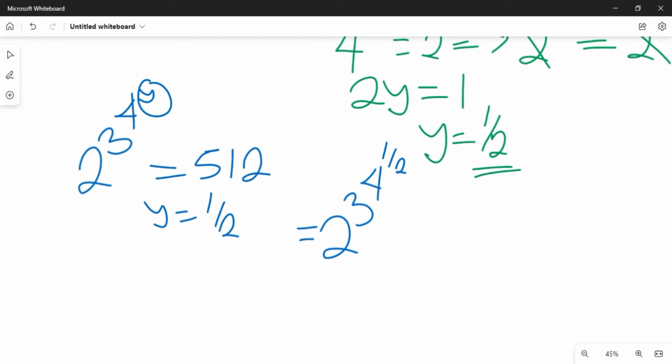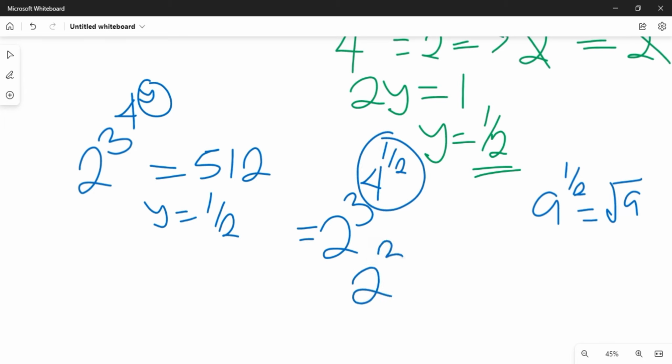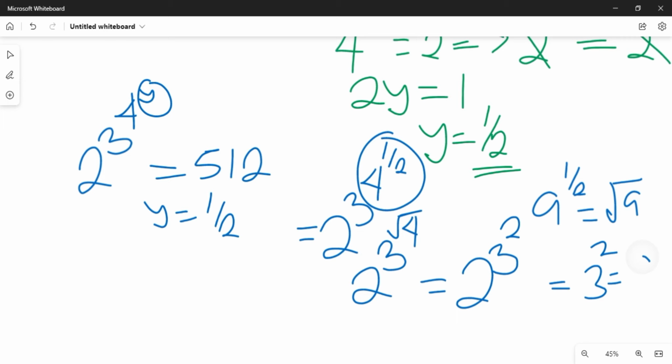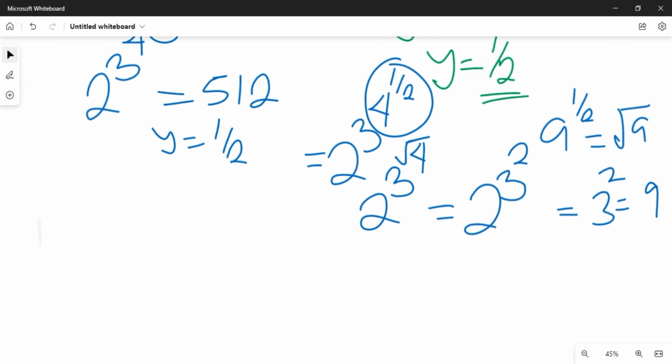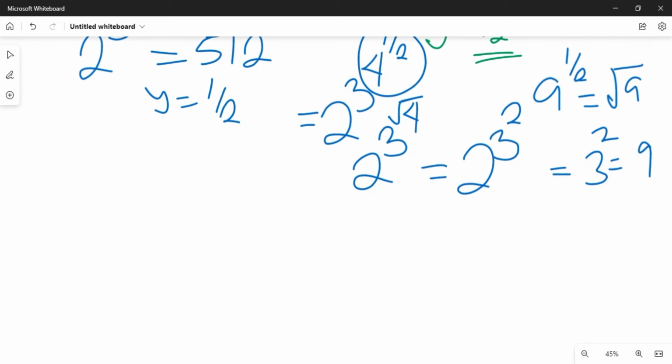Now recall, in the law of indices, if you have a raised to power 1 over 2, it is equal to the square root of a. If we apply that here, we're going to have 2 raised to power 3 raised to the square root of 4, and that will give us 2 raised to power 3 raised to power 2. And recall that 3 raised to power 2 is equal to 9. So we'll have 2 raised to power 9 to be the value.